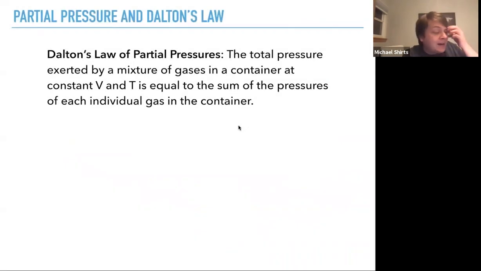to look at Dalton's law of partial pressures. So what this does is it takes the ideal gas law from just a single gas to how we apply it in terms of a mixture of gases. And it turns out to be quite easy.